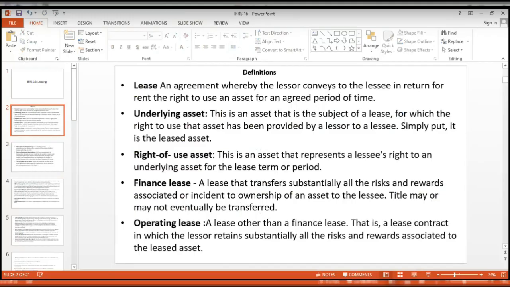So, lease: an arrangement whereby the lessor conveys to the lessee, in return for rent, the right to use an asset for an agreed period of time. That's what we call lease. The lessor gives the lessee the right to use an asset that is owned by the lessor, and the lessee pays rent for the lease. That is what we call lease arrangement.